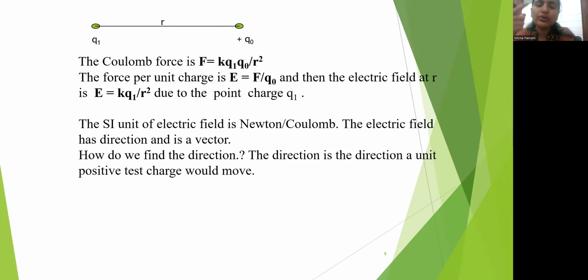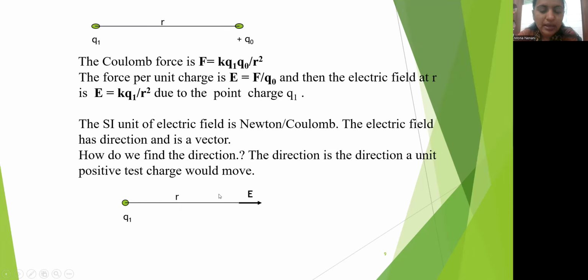So when we substitute F in this equation, what will you get? E is equal to K Q1 upon R square, and this is due to point charge Q1. The SI unit of electric field is Newton per Coulomb, and the electric field has a direction. That is why it is a vector quantity. How will you find out the direction of electric field? The arrow will show. This arrow is showing the direction of electric field. It is away from the positive charge, right?